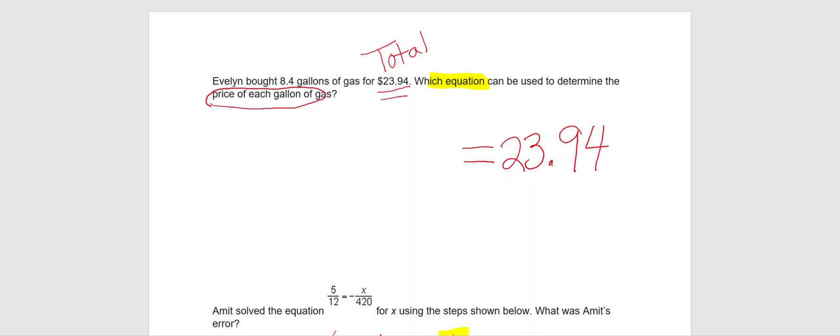So when you go to buy gas, you've got some price of each gallon times the number of gallons you purchase to get the total amount of money. So that would be the equation that I'm looking for, where I take the price of each gallon times the number of gallons I purchase. And again, the key here is to set it equal to the total amount of money.